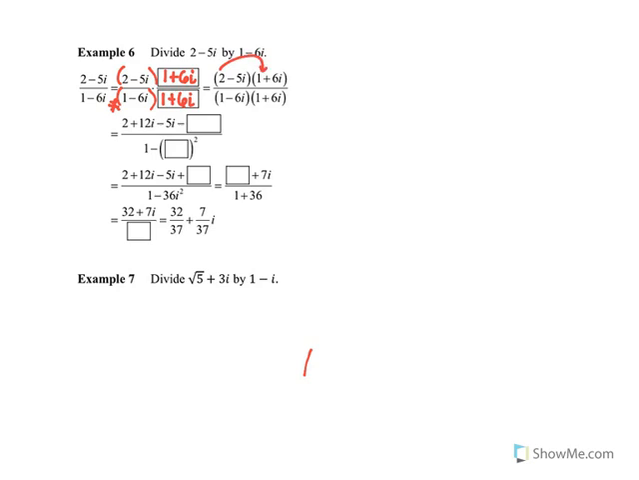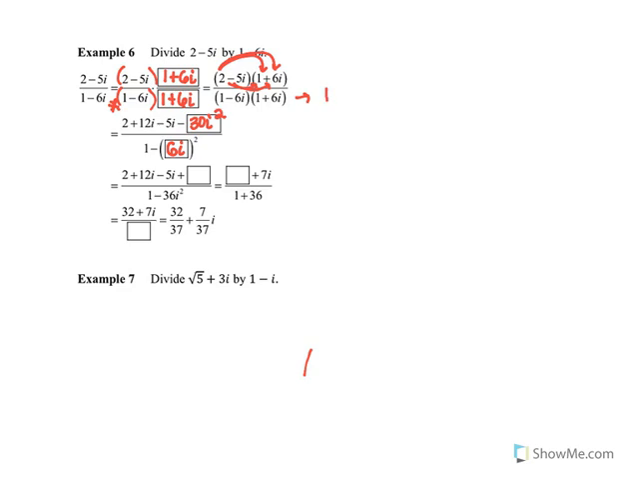So 2 times 1 is 2. 2 times 6i is 12i. Negative 5i times 1 is negative 5i. And negative 5i times 6i is negative 30i squared. We have to do the same to the denominator. You could use our rule from the previous page, so this would end up being 6i since our second term is 6i. But if it helps you to multiply, I'll do it over here to see the long part of it.